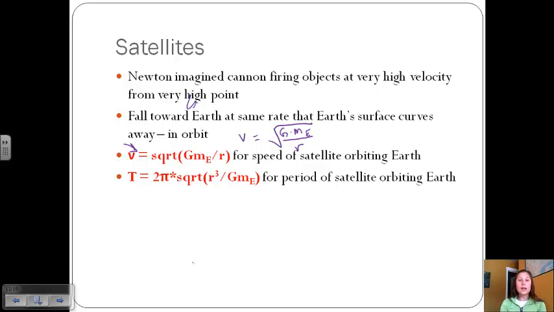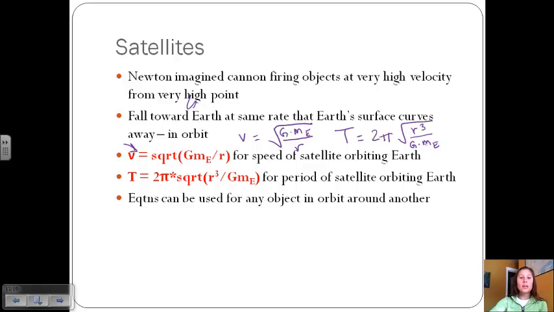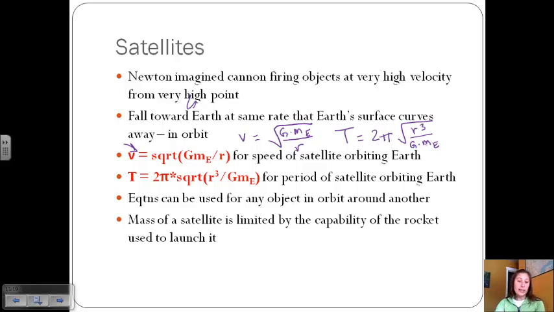We can also find the period of a satellite orbiting Earth, or the amount of time that it takes a satellite to make one orbit of Earth, and that equation is capital T is equal to 2 pi times the square root of the radius cubed over the gravitational constant times the mass of Earth. This would also apply to any orbiting object, but specifically we're looking at satellites orbiting Earth. So we can use these equations for any object.